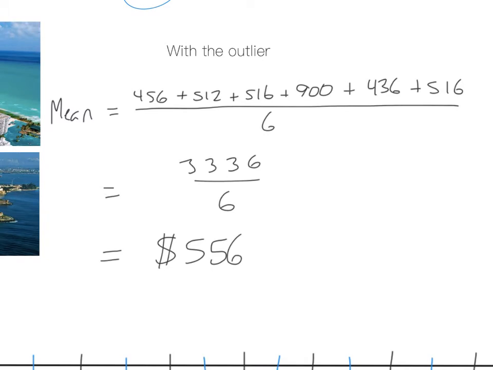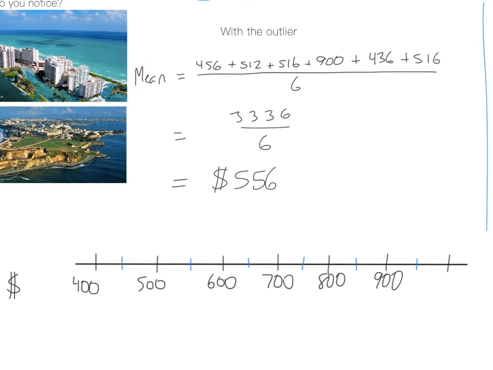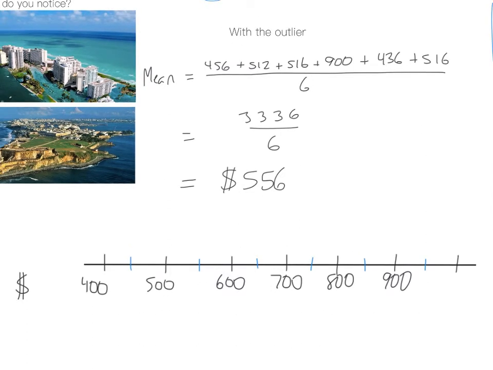So let's graph that on a dot plot real quick. We're going to graph all the data and the mean. 456, that's the first one I see. We're going to go right about there. 512, kind of right there. 516, right there. 900, way over there. Back to 436, that's kind of down there. And then another 516, so we had one right there.